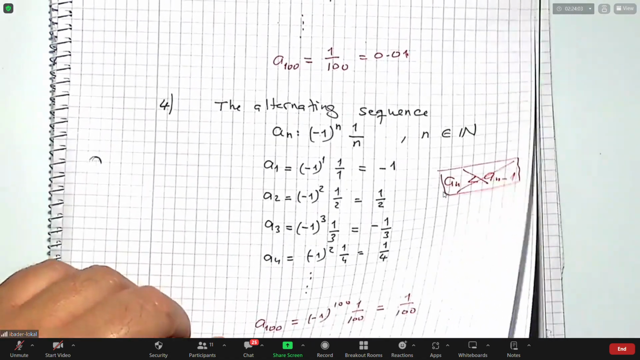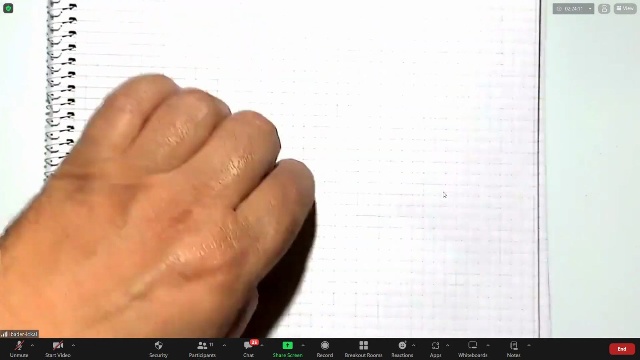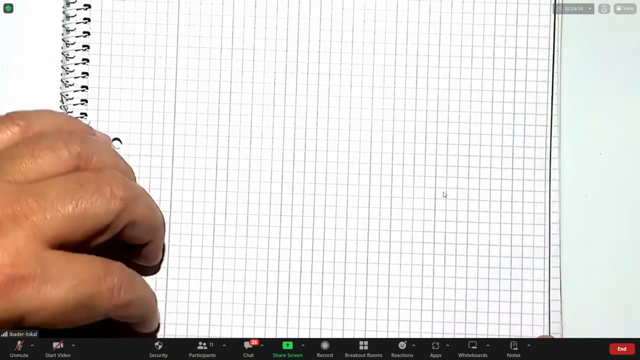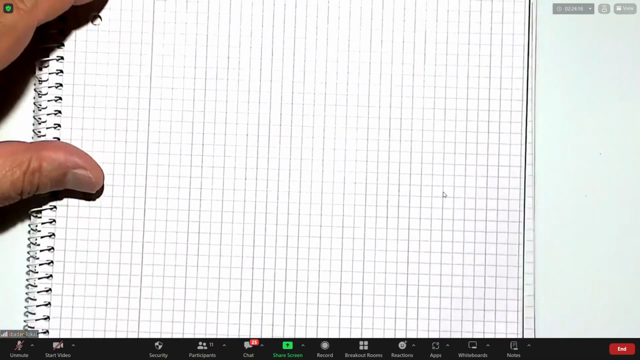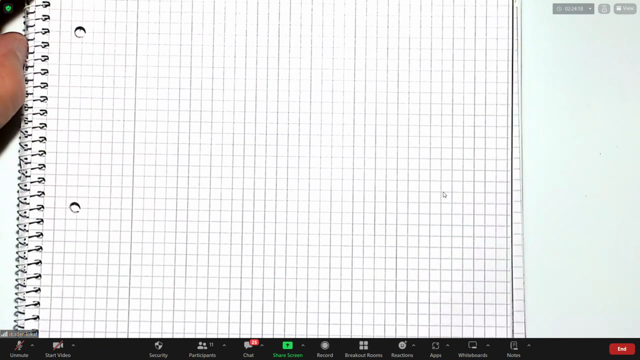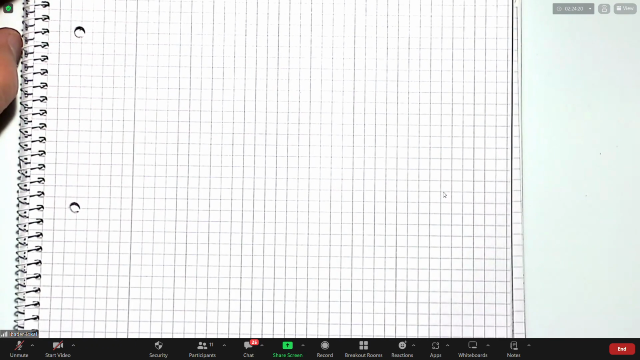Okay, so alternating sequences are sequences that have a strange pattern. It's just zigzagging between negative, positive, negative, positive, negative, positive. So it's hard to compare the terms because it keeps switching between negative and positive.